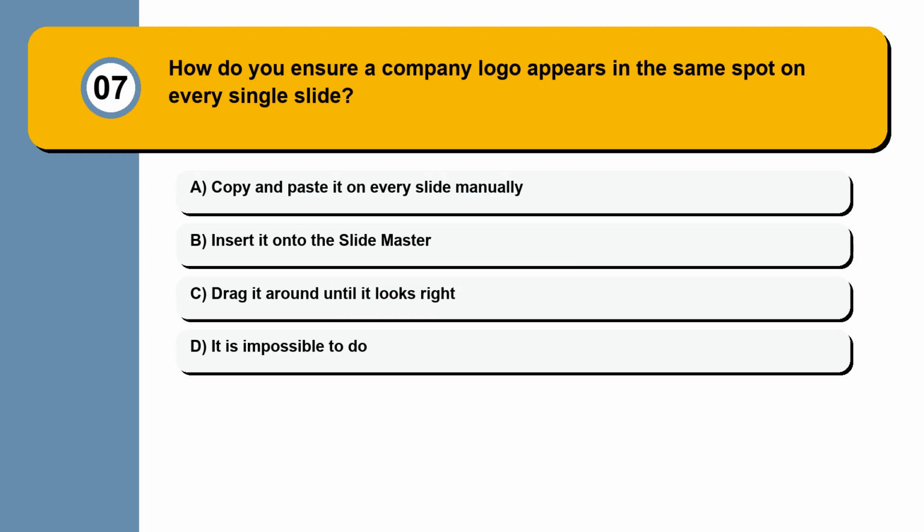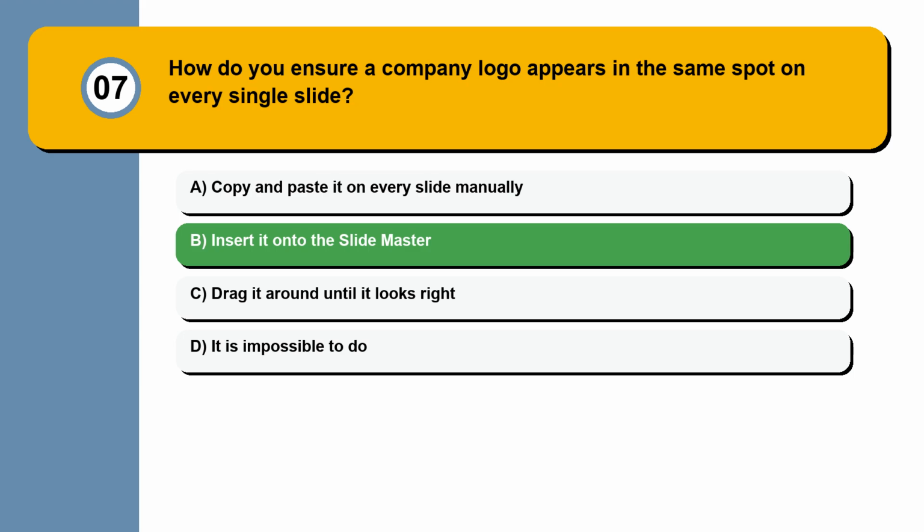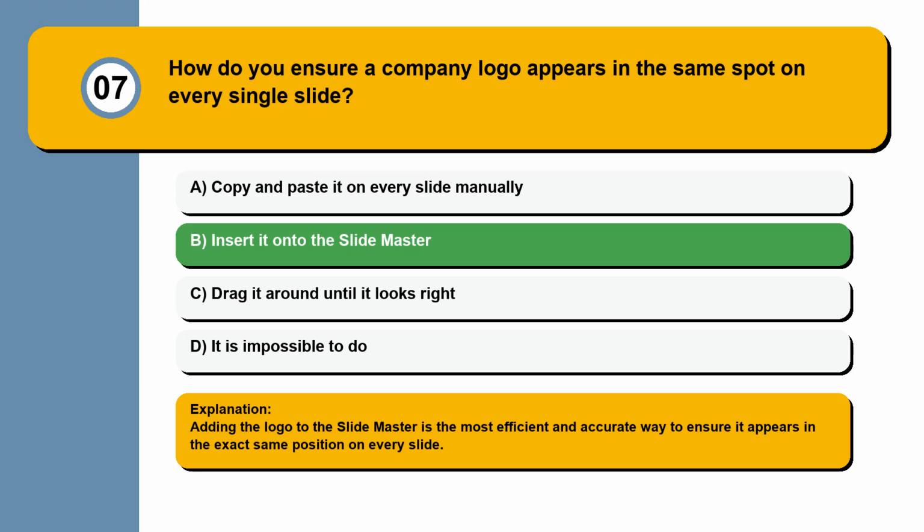Question 7. How do you ensure a company logo appears in the same spot on every single slide? Copy and paste it on every slide manually. Insert it onto the Slide Master. Drag it around until it looks right. It is impossible to do. Adding the logo to the Slide Master is the most efficient and accurate way to ensure it appears in the exact same position on every slide.